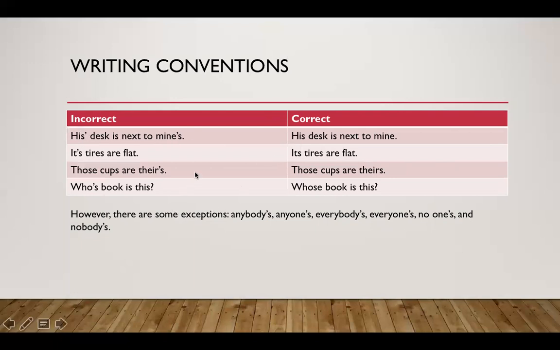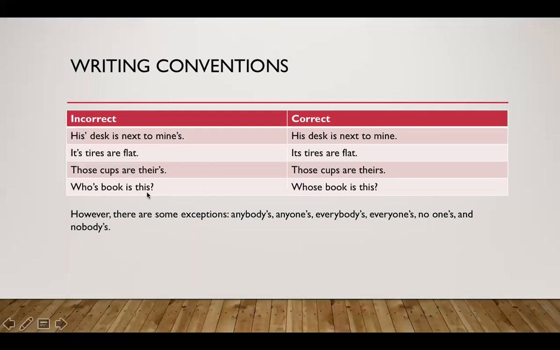It's crystal clear. Its tires are flat. This is actually a contraction of it is. So when you say its tires are flat and you have an it apostrophe S, you're actually saying it is tires are flat, which is obviously wrong. Its tires are flat is correct with no apostrophe. Those cups are theirs. There's no need for this apostrophe S. Those cups are theirs, no apostrophe.